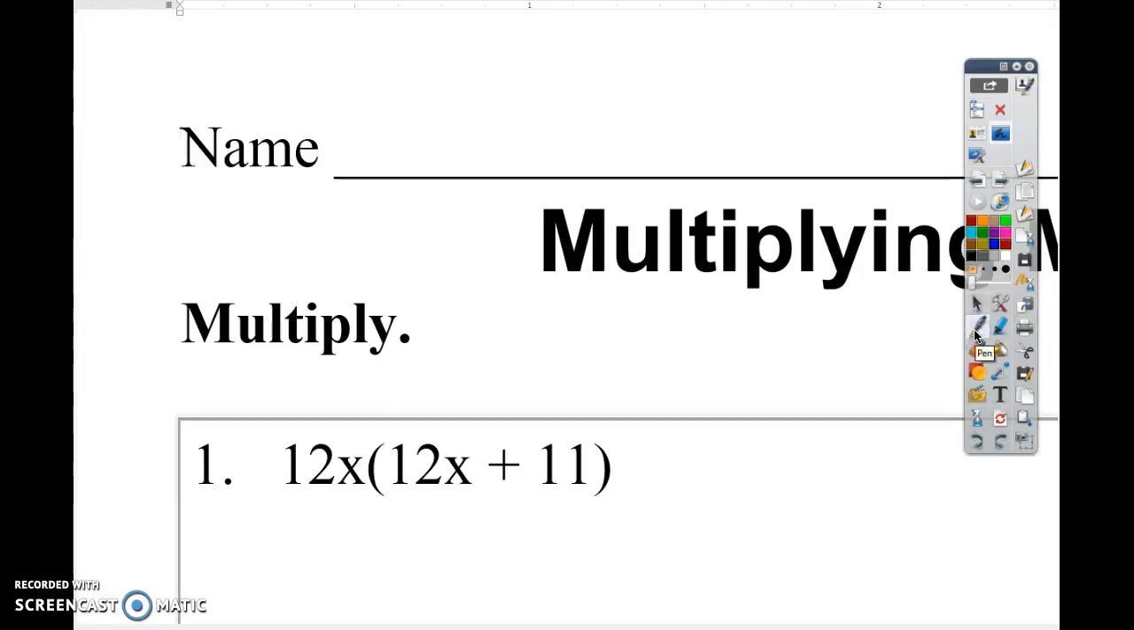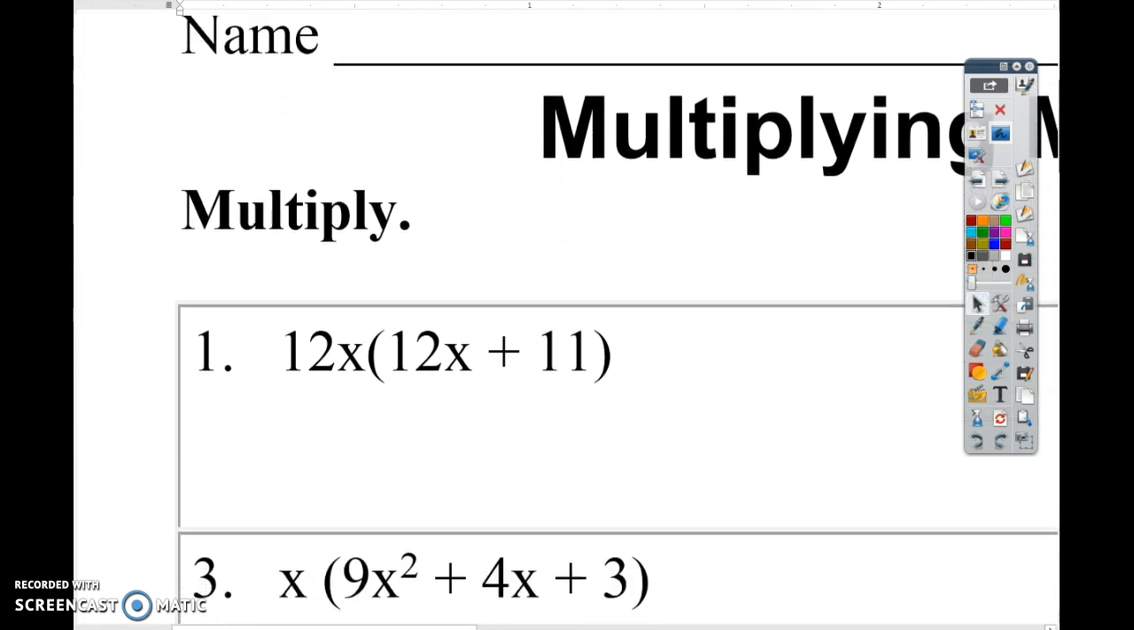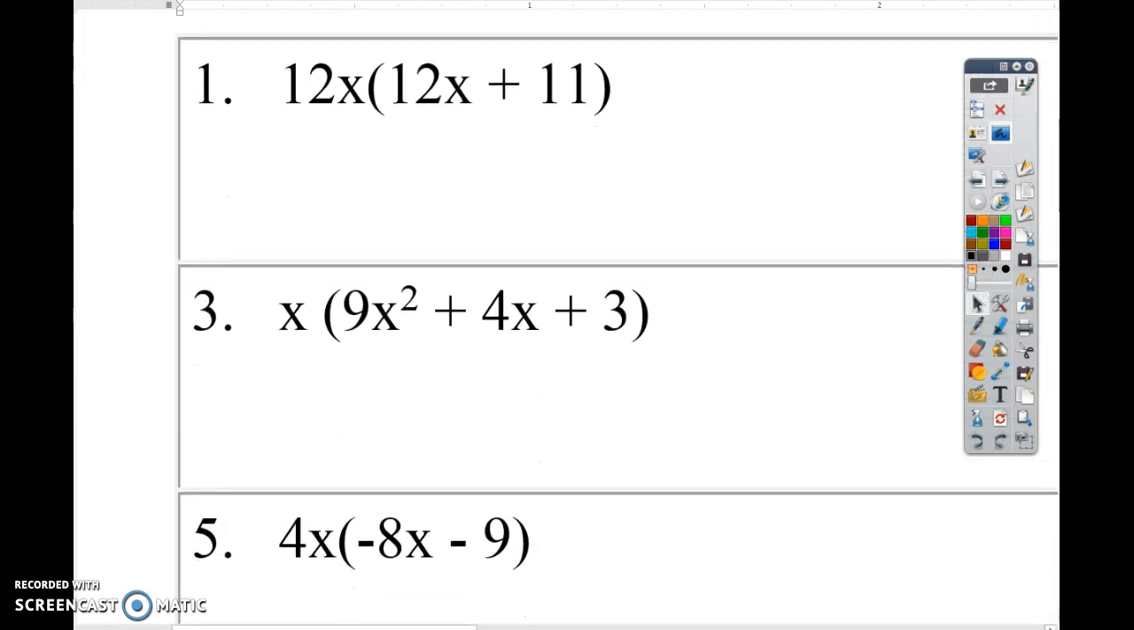Okay, so today we're going to be distributing. We're going to distribute and multiply so that you can get ready for tomorrow's work. So this is kind of like practice because we've done this before. I'm going to start off with problem number 1.